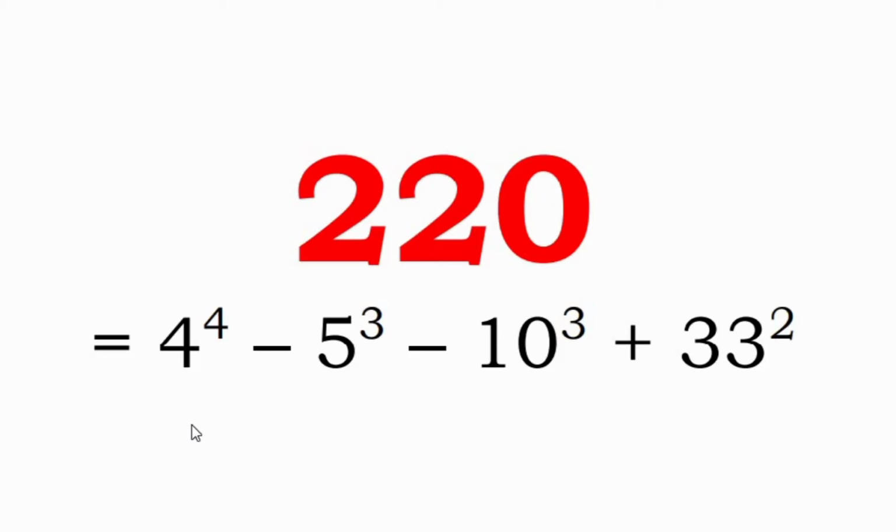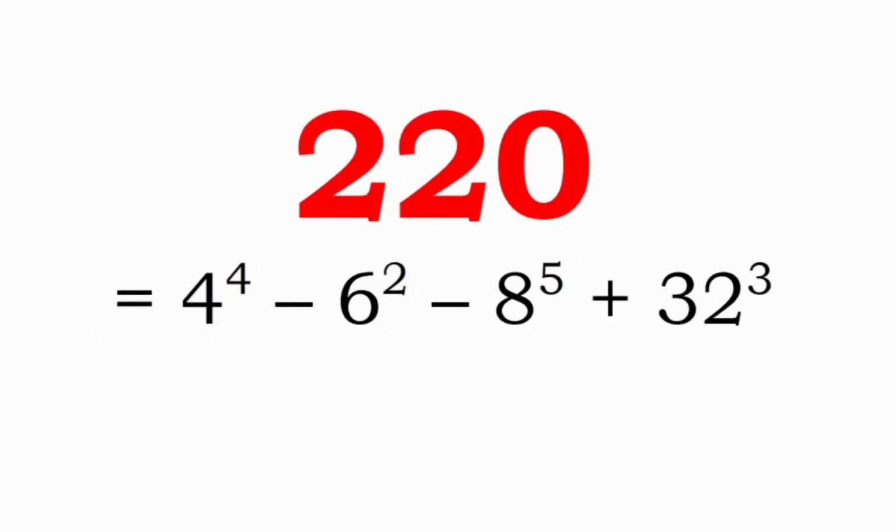exponentiation. Using exponentiation and operations like addition, subtraction. For example, we can write it like 4 to the power of 4 minus 5 cube minus 10 cube plus 33 square, which is equal to 220. Here the digits used are 0, 1, 2, 3, 4 and 5 only.